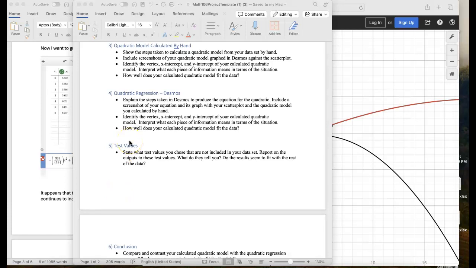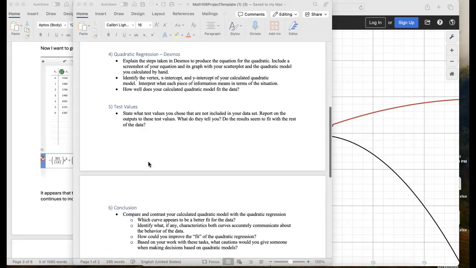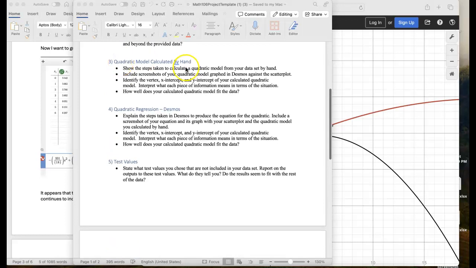Welcome back for part 2 of the project for Math 106. I feel like the second half tends to feel a little bit easier, but that's because we don't have to do as much of the calculation ourselves. So if we take off where we left from, we finished part 3, we made a model by hand.